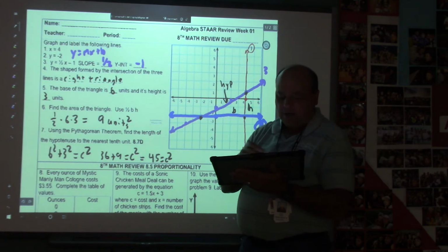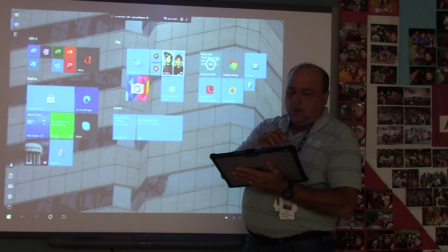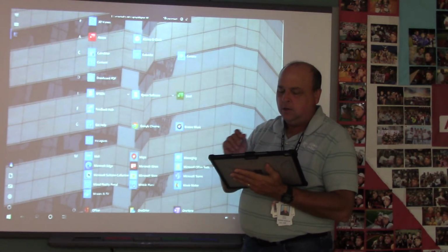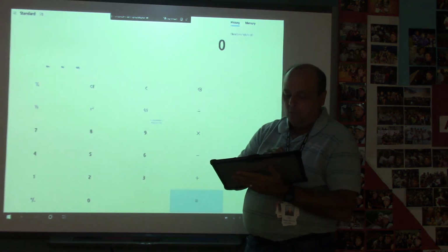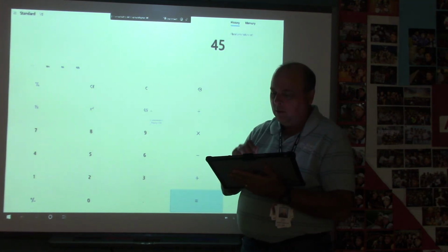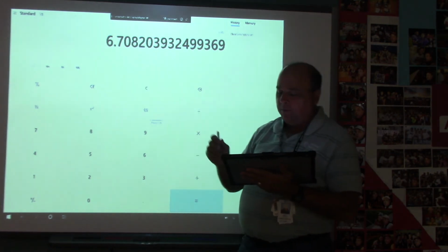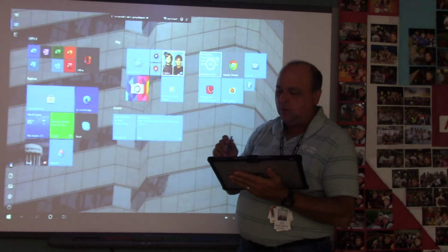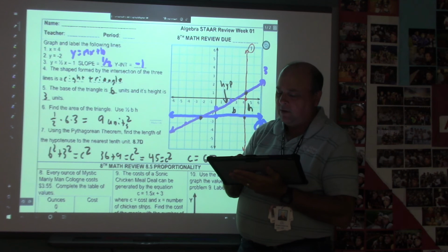And I do not have a calculator. Well, hold on. See if I can pull my calculator up. So I need to get the square root of 45. Where's the square root symbol? Right here. 6.7. So the hypotenuse will be 6.7 units long. So let me go back to the drawboard. So this is going to be c equals 6.7.